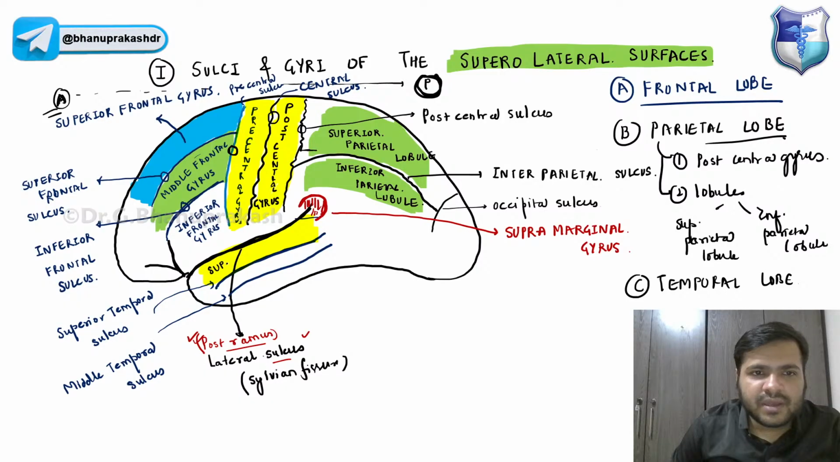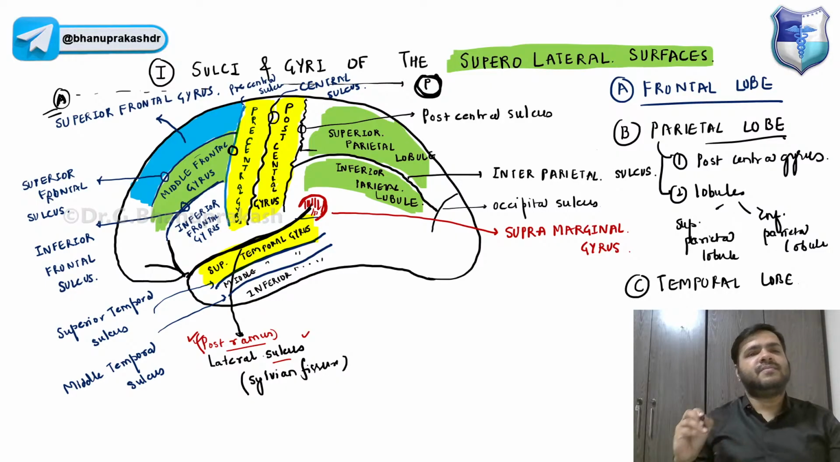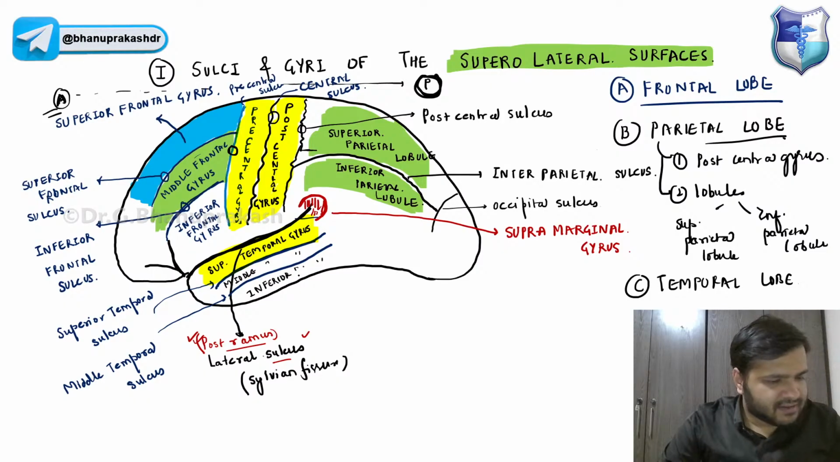This is the superior temporal gyrus. नीचे वाला क्या हो जाएगा? मिडल टेम्पोरल गाइरस. और नीचे वाला क्या हो जाएगा? इंफीरियर टेम्पोरल गाइरस. सुपीरियर टेम्पोरल गाइरस, मिडल टेम्पोरल गाइरस एंड इंफीरियर टेम्पोरल गाइरस, राइट.